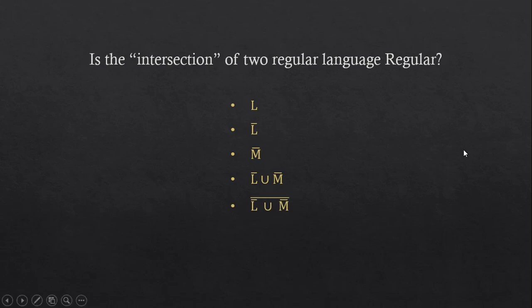Now does this look familiar to you? It should, because this is basically De Morgan's law. And what does De Morgan tell us? That this is equal to the complement of L intersection M. Now this double complement here will cancel each other out and we are left with L intersection M. So using the property of union and complement, we could prove that the intersection of two regular languages is also regular. The proof was pretty easy, right?